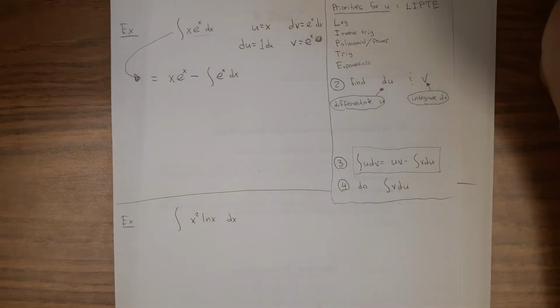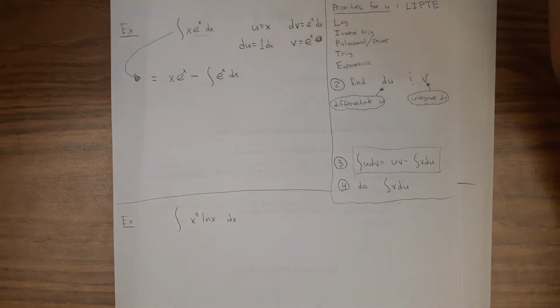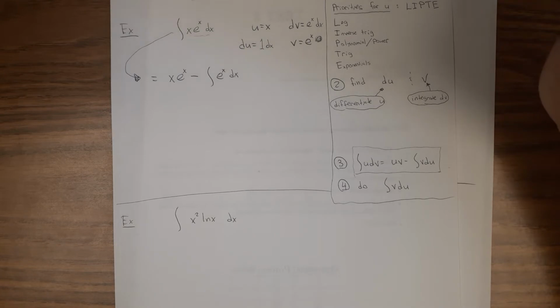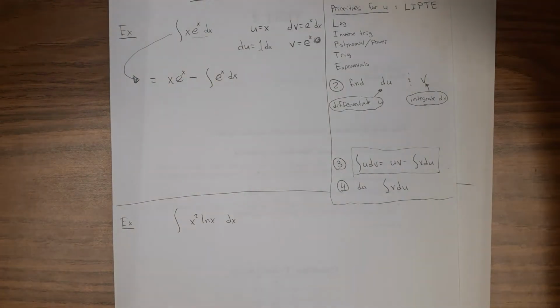And now I'm at step 4, and like I was saying, we always hope that the new integral is something we know how to do. As it turns out, this new integral is just something right off of the list. The antiderivative of e to the x is e to the x.